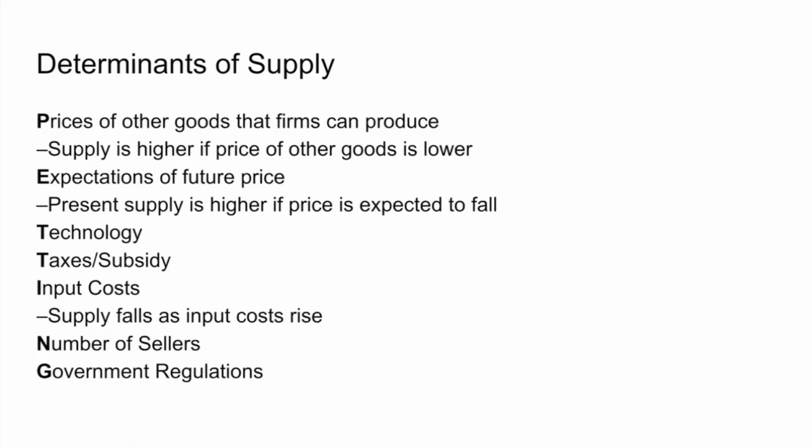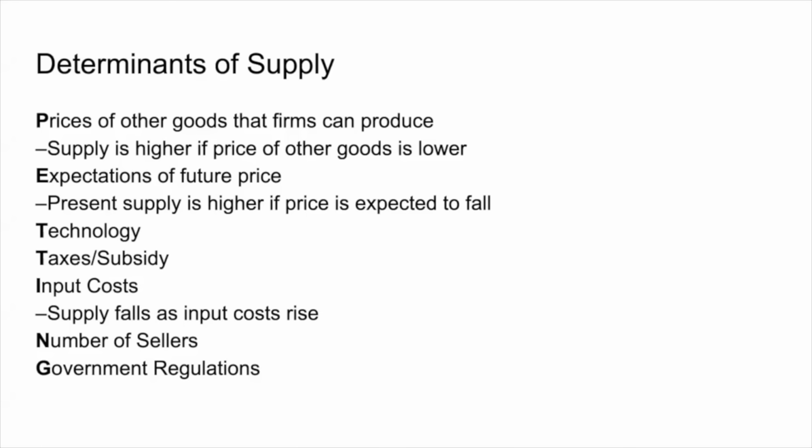Here are the determinants of supply, which form the acronym PETTING. Again, I do not recommend spending too much effort to remember these. The first determinant is the prices of other goods that firms can produce, and supply is higher if the price of other goods is lower. For example, if a firm produces tennis balls and tennis rackets, then if the price of tennis balls decreases, that means tennis balls are now less profitable relative to tennis rackets, so the firm will turn to producing more rackets, and thus the supply of tennis rackets increases.